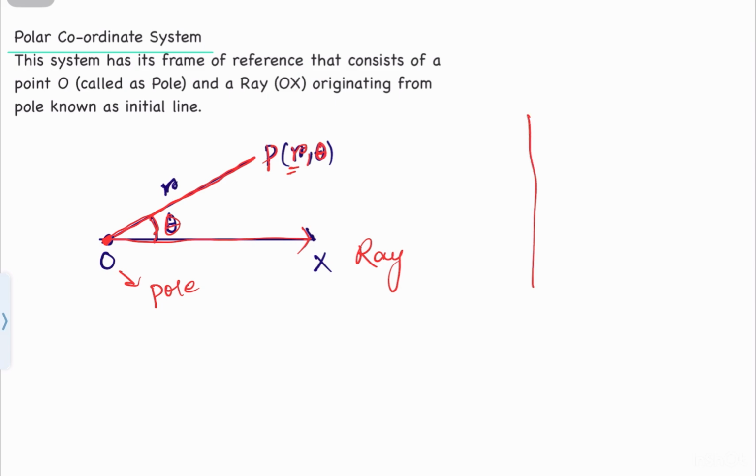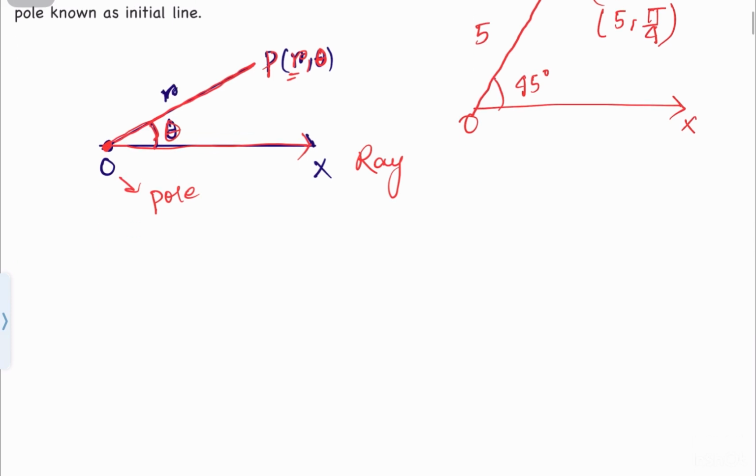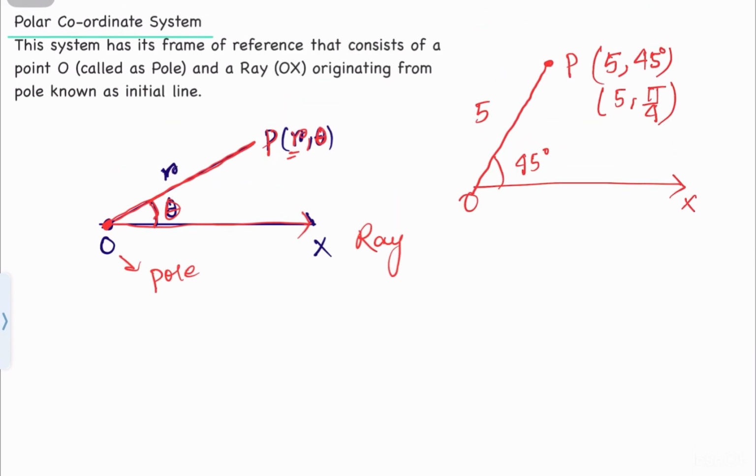Just look at an example. For example, here I start at O and this is X. Assume this point is P. Then what will be the coordinate of that point P? First you have to find the length of OP. Assume this is 5, and it is making an angle, assume 45 degrees. So what will be the coordinate for P in this polar coordinate system? That means 5 comma 45 degrees, or you can write 5 comma pi by 4. Clear? That is another coordinate system, called the polar coordinate system.